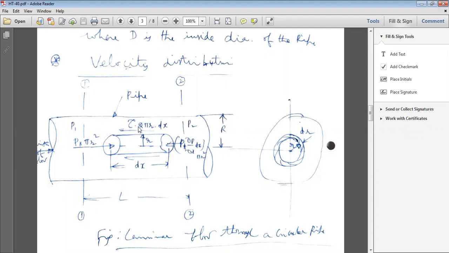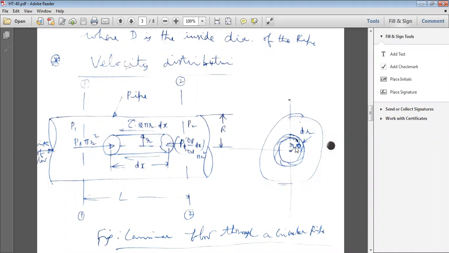And next, shear force. Where the flow is in the positive x direction, shear force acts in the negative x direction, like this. Tau is the shear stress, but what is the surface area here? 2 pi r into length dx. That's why the surface area for this fluid element is 2 pi r into dx, and the shear force is shear stress into 2 pi r into dx. So there are two forces, the pressure force and the shear force. This is the direction of flow.